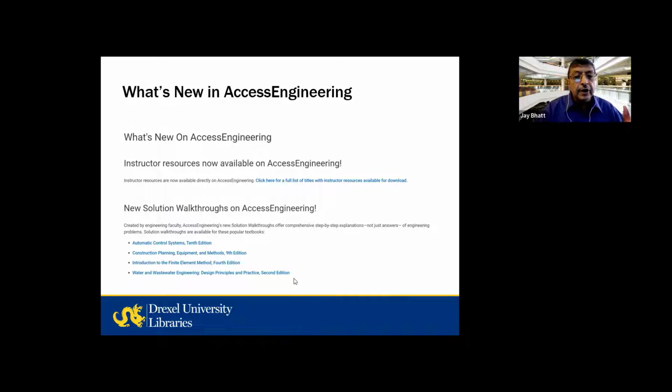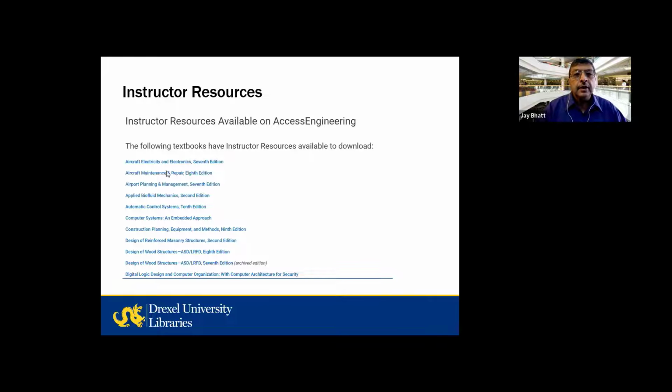So you can look at automatic control systems, for example, construction planning, introduction to the finite element method, water and wastewater engineering. These are just some examples. There are many more walkthrough solutions. And these are some instructor resources available. The following textbooks have instructor resources available to download. So aircraft electricity, aircraft maintenance, for example, automatic control systems, and so on. So there are many more you can explore in that guide.